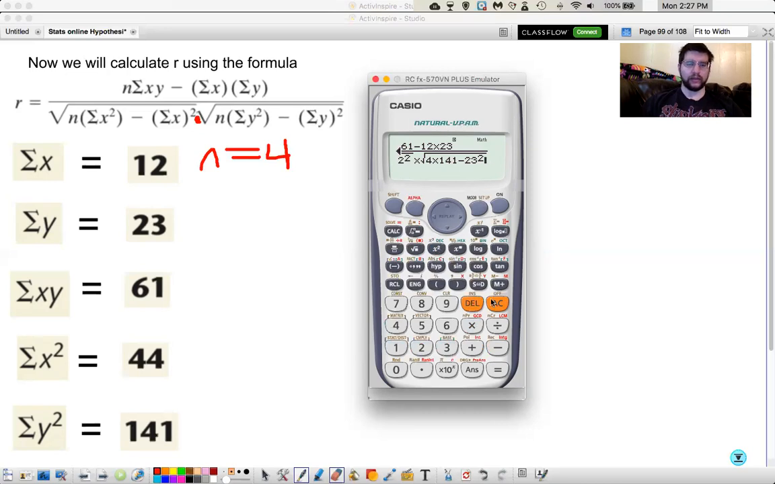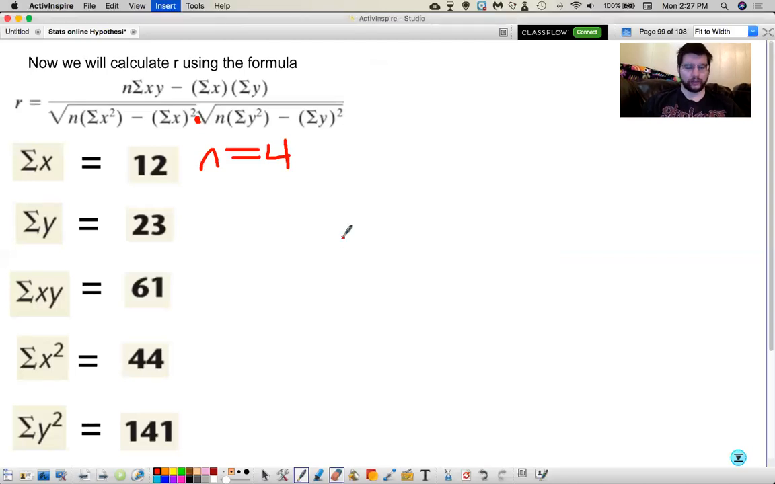And if I typed everything in right, I should get the same R value. Oh no, what did I do wrong? Nothing, I didn't hit the SD button. There we go. So it takes a minute to type it in, but really it's typing in numbers in the calculator. It shouldn't be that bad.